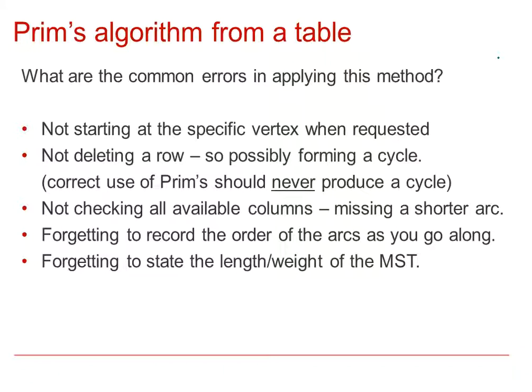Some of the common errors with Prim in tabular form: not starting at the specific vertex when requested in the question, not deleting a row, so possibly forming a cycle accidentally. Remember, the correct use of Prim's algorithm should never produce a cycle. Not checking all available columns, and that will miss a shorter arc. Forgetting to record the order of the arcs as you go along. And forgetting to state the length and weight of the minimum spanning tree as the final answer.